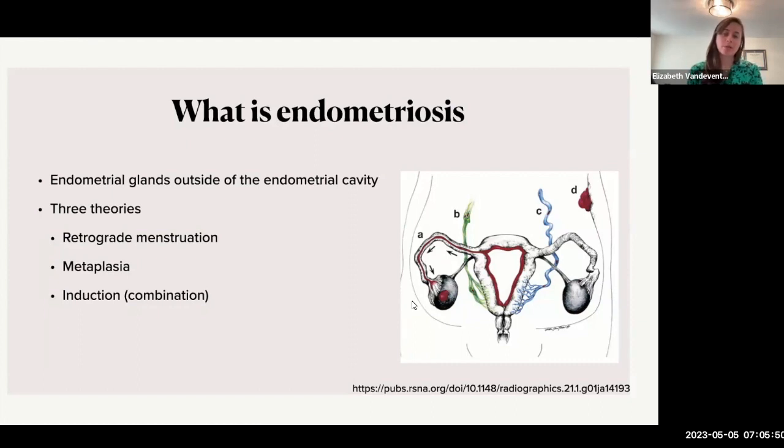Another theory is metaplasia, which is exemplified over here, where it's thought that there are just pluripotent cells that can convert into endometrial cells and then can begin menstruating. And then the third prevalent theory is induction, which is a combination of the two. So it's thought that there's either some form of retrograde menstruation or some form of lymphatic travel or venous travel, where it brings the cells or even sort of the hormones that are produced during menstruation to different parts of the body. And that induces these pluripotent cells to convert and then begin menstruating.